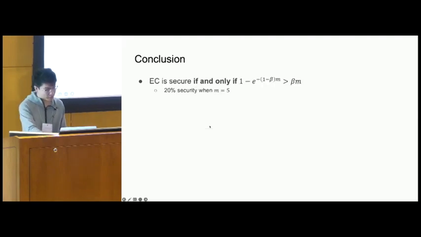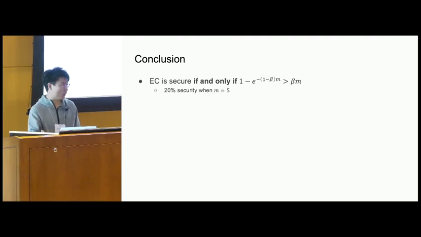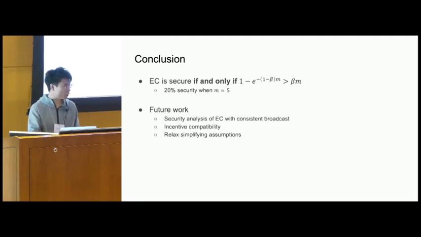So as a summary, this work gives a tight security threshold for EC, and currently the protocol has about a 20% security threshold. There remain some future works, like a formal security analysis for the improvement proposal currently implemented in Filecoin. Another future work is that this work considers the classic model of honest versus malicious or Byzantine participants, and does not address the rationality of the participants.